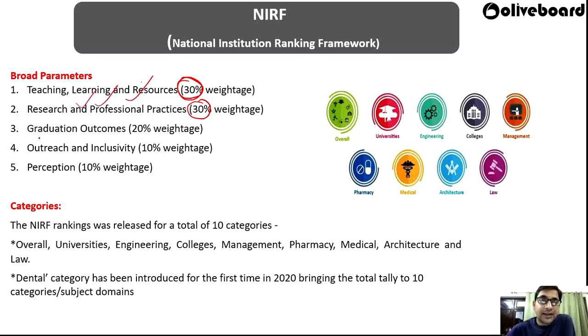Then the third criteria is graduation outcome. How many people are graduating from your institution? That has been given 20% weightage.